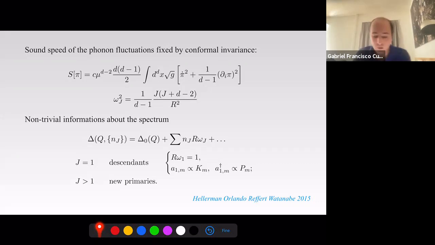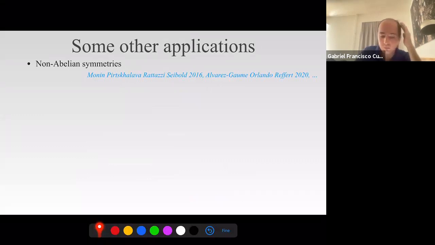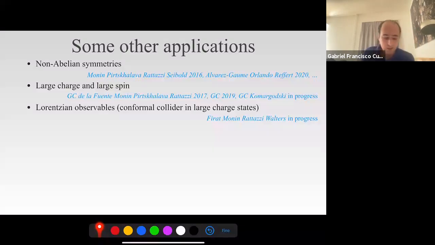Okay, so this concludes my review of Hellerman's work. I just want to take 5 minutes to list some work which has been done, or is ongoing, on how to generalize it. I already partially mentioned nonabelian symmetries, and I think the first paper where they were systematically studied was again the EPFL paper of 2016. I'll have quite a bit to say about large charge and large spin in a moment, so I'll skip it for now.